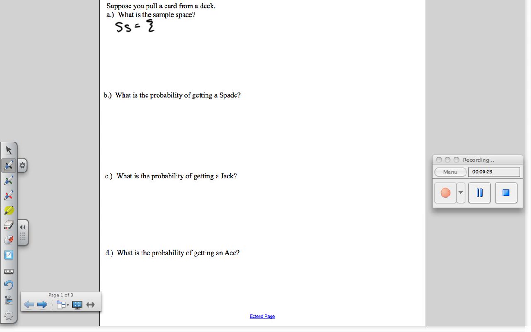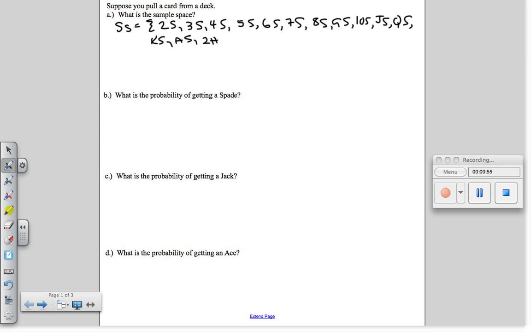So you can get the 2 of spades, the 3 of spades, the 4 of spades, the 5 of spades, the 6 of spades, the 7 of spades, the 8 of spades, the 9 of spades, the 10 of spades, the Jack of spades, the Queen of spades, the King of spades, and the Ace of spades.